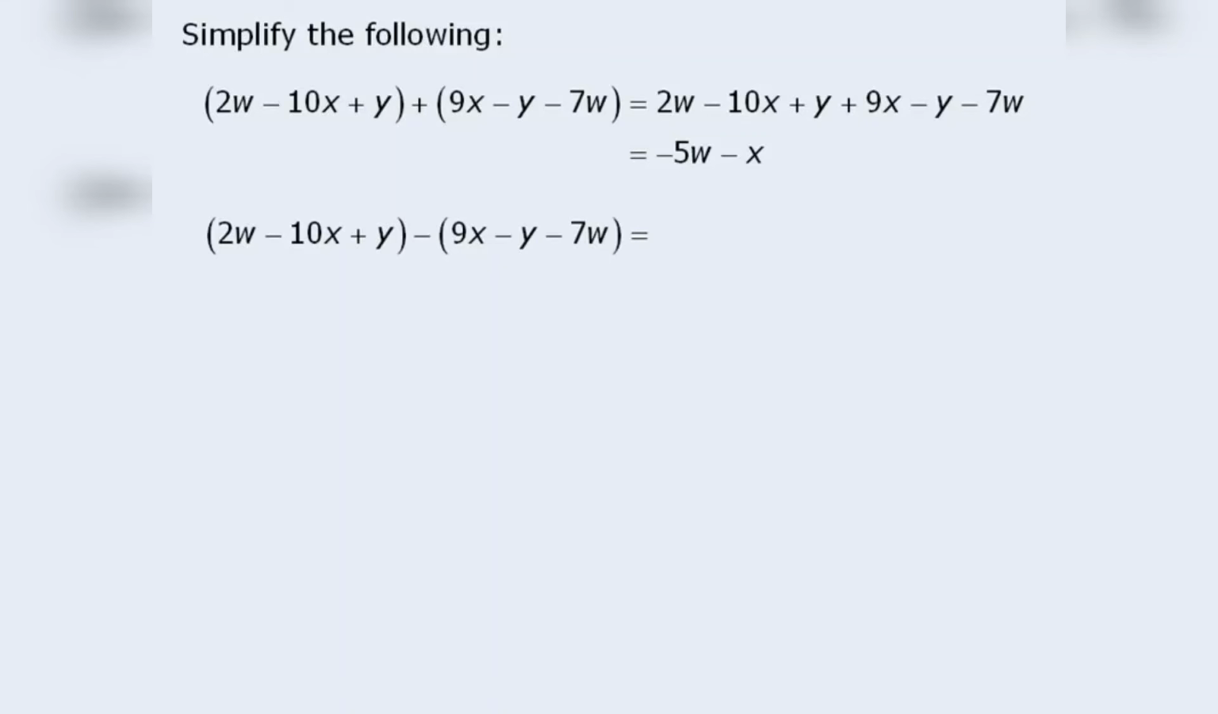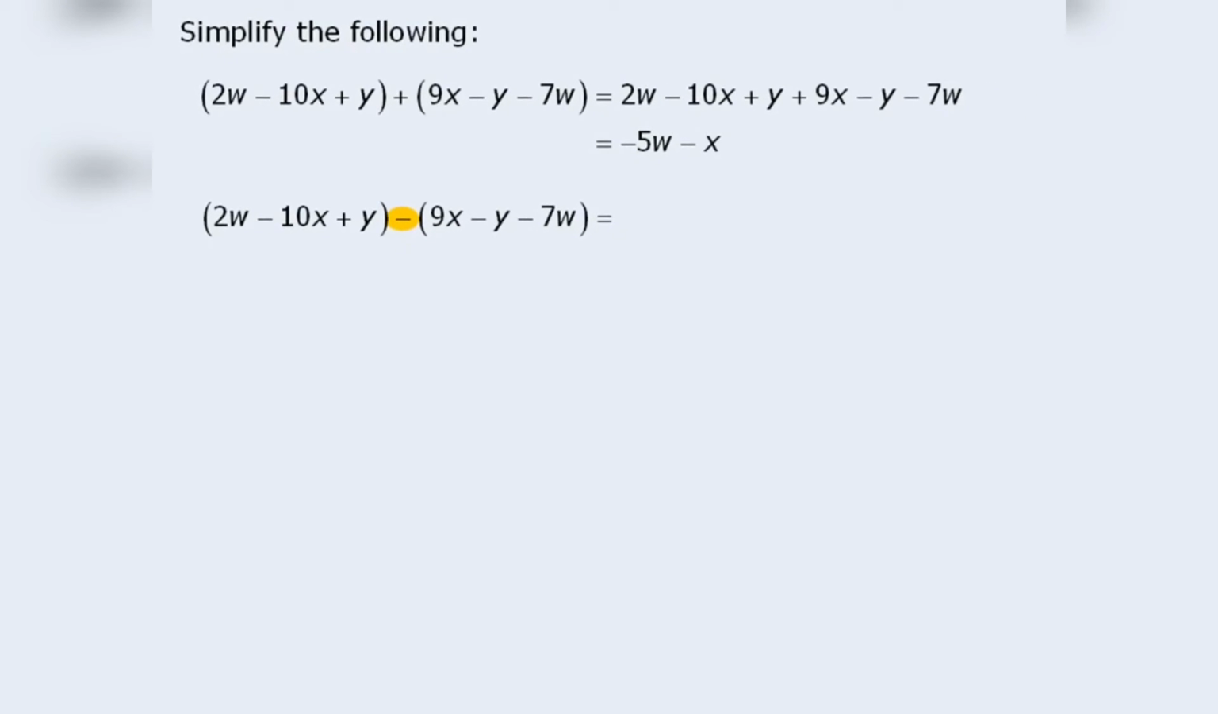In this next example, we are taking one expression in parentheses and subtracting another expression in parentheses. To handle this, we will first turn the subtraction into an addition. Now the terms in the first set of parentheses are left as is, but we will replace all of the terms in the second set of parentheses with their opposites. So we will rewrite 9x as negative 9x, minus y as plus y, and minus 7w as plus 7w.